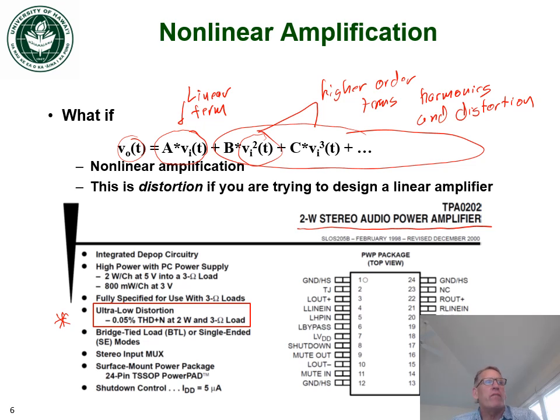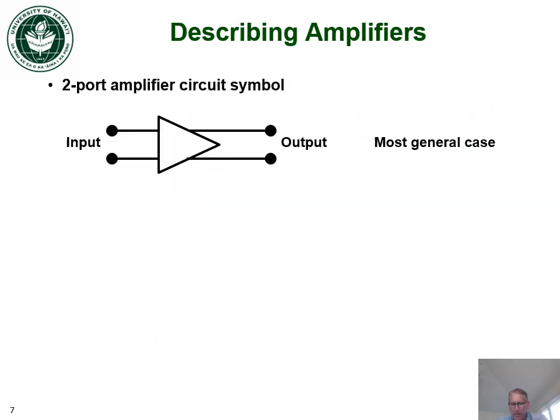All right, so let's move on and talk about how we describe amplifiers. What are the models we typically use? The most general case is we use something called a 2-port model, or 2-port amplifier circuit symbol, and 2 ports because we have an input with 2 ports and an output with 2 ports. While this is the most general case, it can also be the most challenging mathematically to work with. And if we can simplify the circuit and still keep some of the accuracy, then that's a good idea.